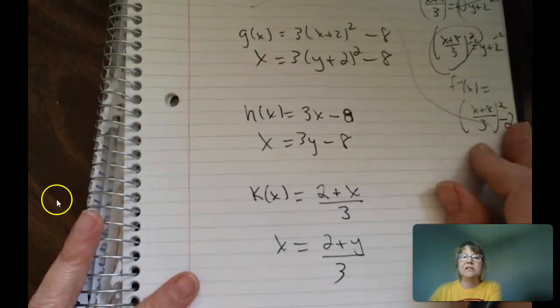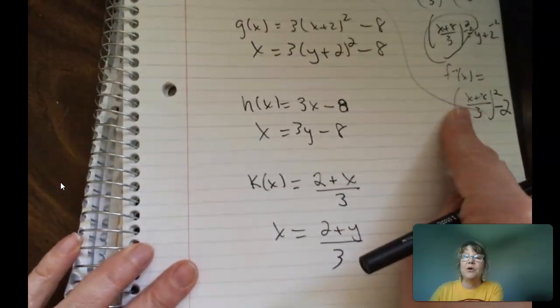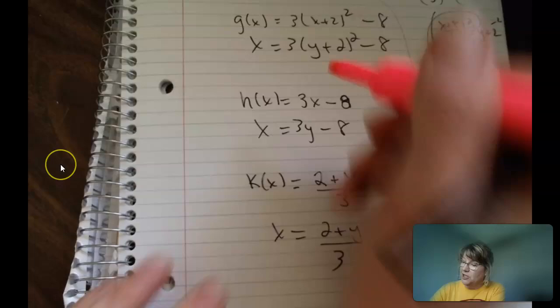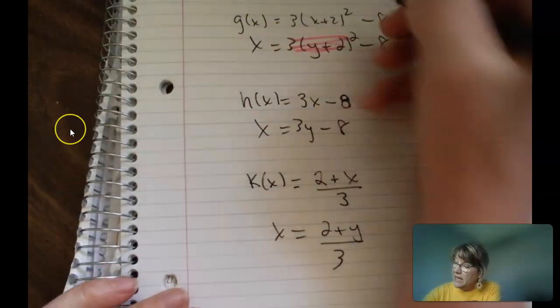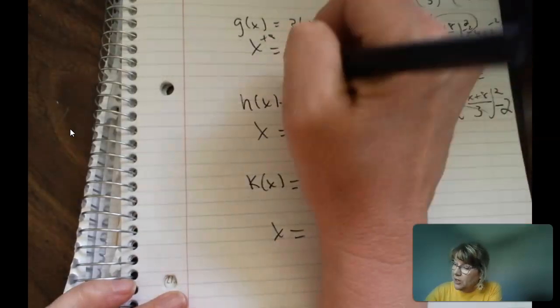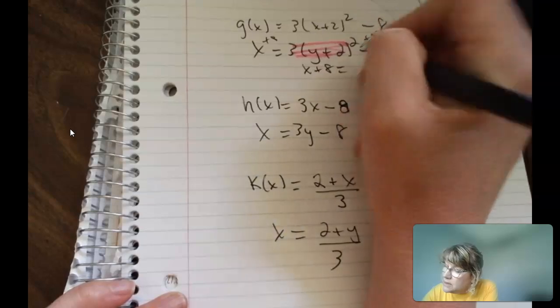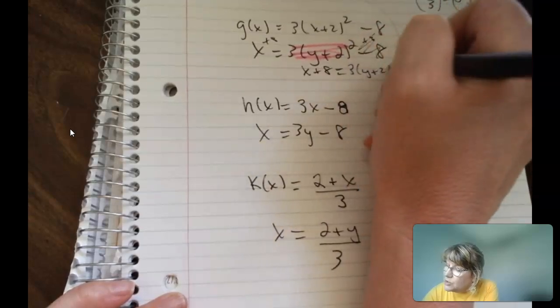All right, let's look at this guy. Notice the process is going to be the exact same as what we did here. What did we do? Isolate the function. The chunk first, add 8 to both sides. That's the same thing we did in this problem up here. You get x plus 8 equals what? 3 times y plus 2, squared.